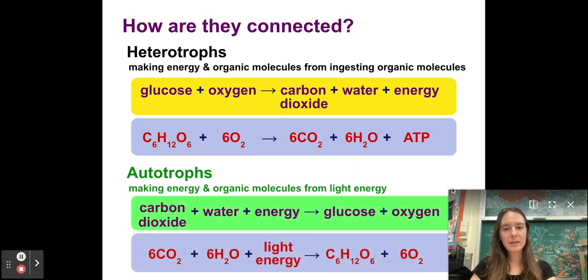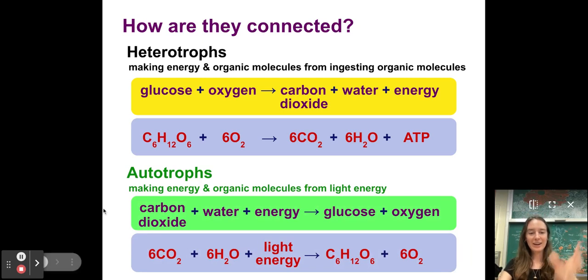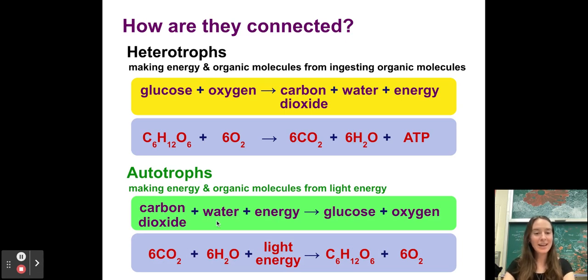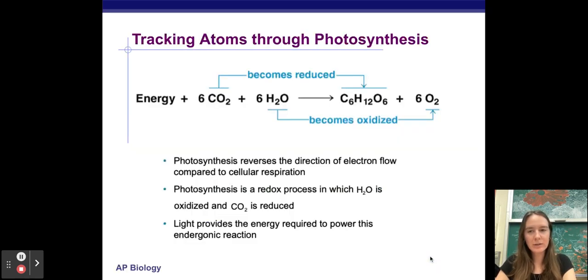Autotrophs, they basically take their ingredients from the air, from the roots, carbon dioxide and water, and energy is needed. This is an endergonic reaction. We're requiring energy, and we're taking that energy and converting it into a type of energy that can be stored for later, right? We're taking light energy, we're storing it as chemical energy in the bonds of glucose, and we're making oxygen as a product.